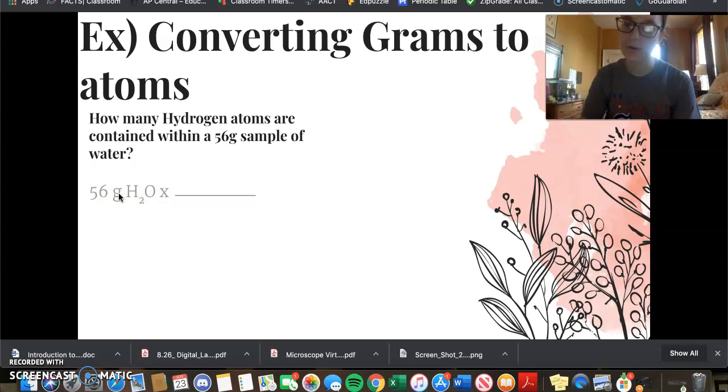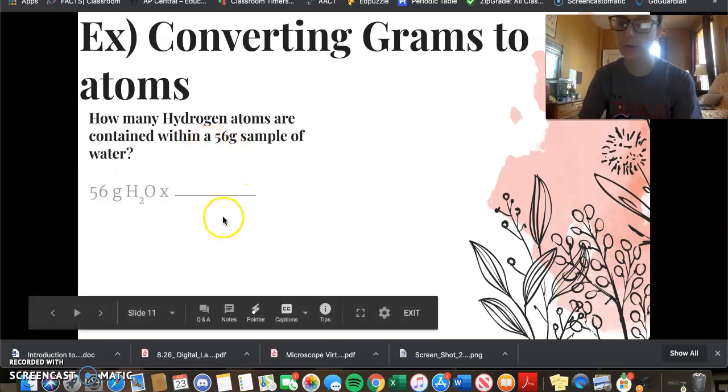So the first thing we are going to do is convert from grams to moles using molar mass. Because we want to cancel out grams and end up with moles, we're going to have 1 mole in the numerator and the molar mass of H2O in grams in the denominator. So multiply by 1 mole, divide by 18.02 grams.